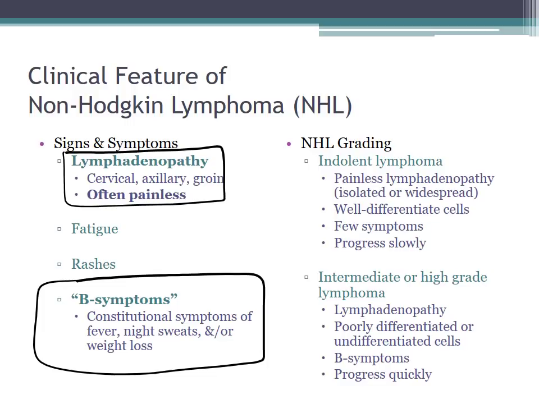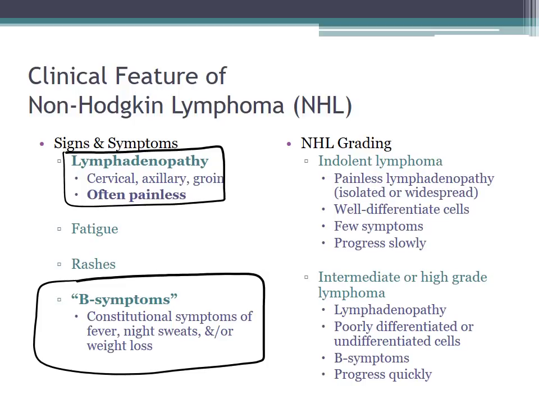Non-Hodgkin's lymphomas are also put into a grading system. You can have indolent lymphomas, intermediate grade lymphomas, and high grade lymphomas. The indolent lymphomas, with indolent meaning slow growing, painless, or not problematic, typically have that painless lymphadenopathy, whether it be one isolated lymph node or multiple lymph nodes.